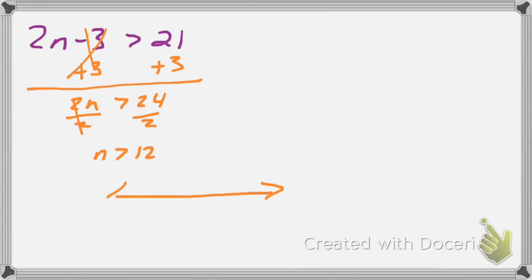On a number line, 12 is over here. Is 12 part of our answer? No, because there's not the little equal sign under. See the difference? Not the little line under the greater than.